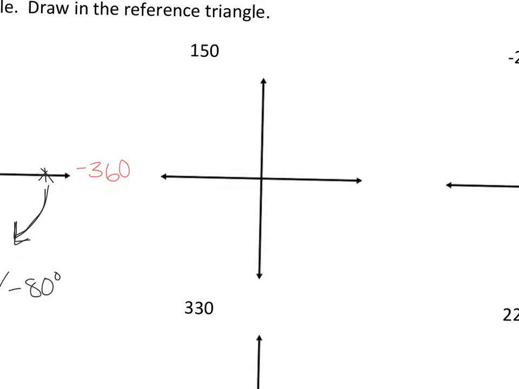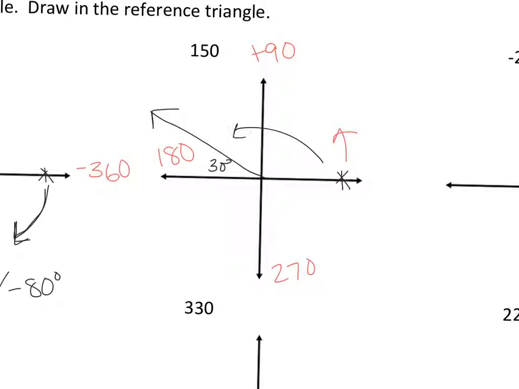So positive 150. Again, you start right here. This is positive 90 because you're going up. This is positive 180, and this is positive 270. So 150 is going to be 30 degrees short. This would be 30 degrees right here. So you're going this way. Make that arrow to show that you're going in that direction.